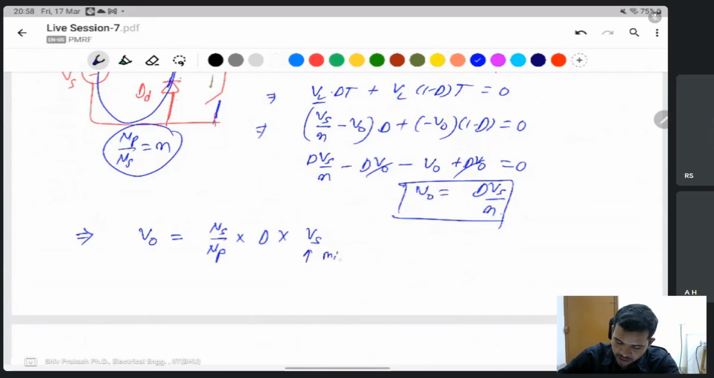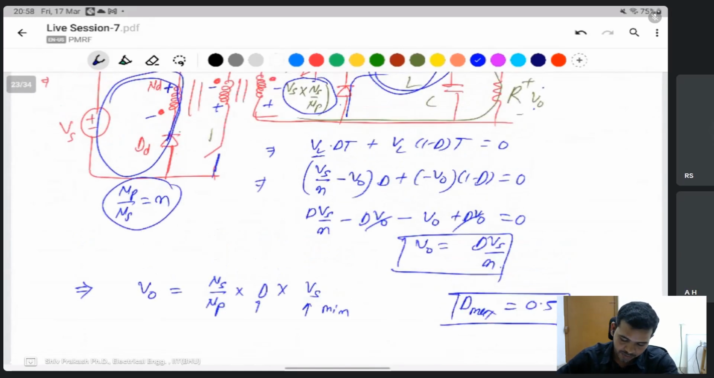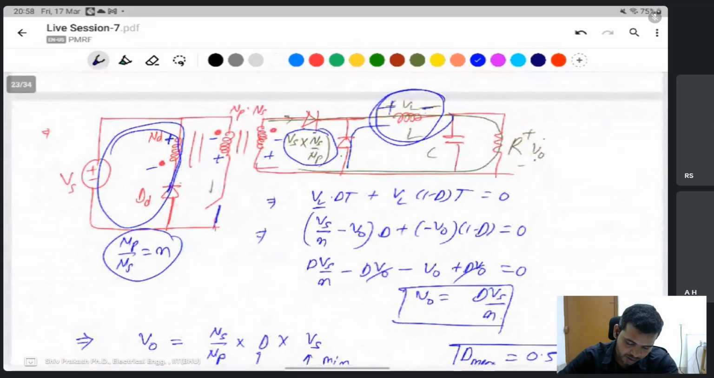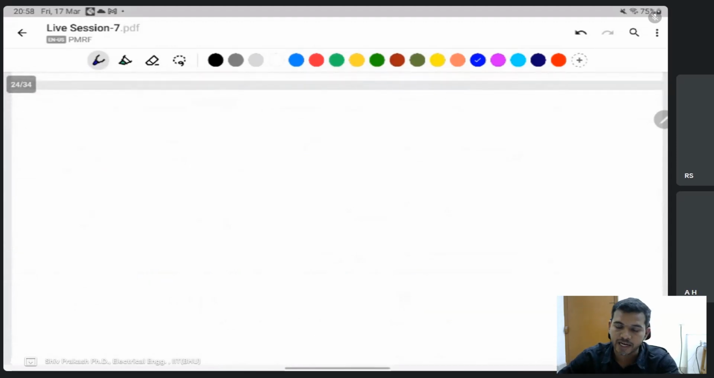That is 190 volt. In the forward converter, the maximum duty ratio is 0.5. You can't increase the duty ratio of a forward converter more than 0.5, because the turn ratio of ND and NP is the same. Whatever voltage is here, the same voltage appears here. Then the duty ratio depends on the magnetizing and demagnetizing voltage of the transformer.